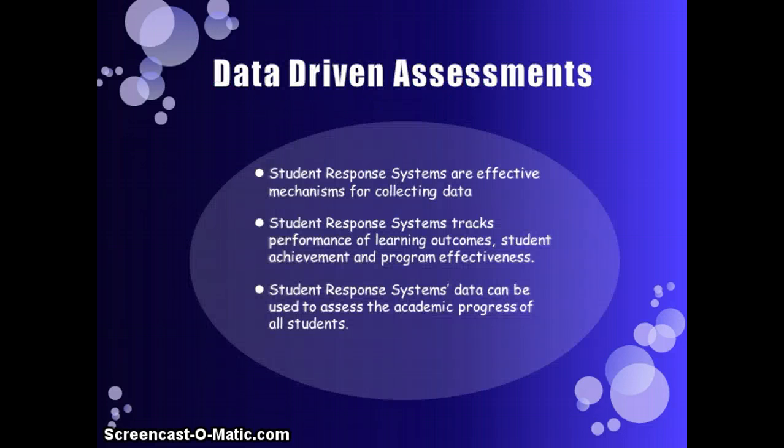SRS are data. SRS are effective mechanisms for collecting data. They also track performance of learning outcomes, student achievement, and program effectiveness. SRS data can be used to assess the academic progress of all students.